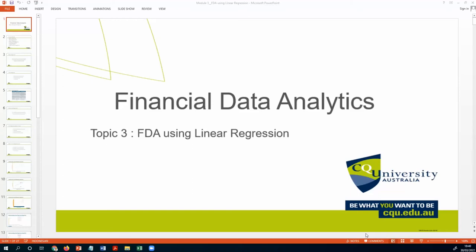Alright, we meet again in the financial data analytics class. For tonight's session, our topic is financial data analytics using linear regression.